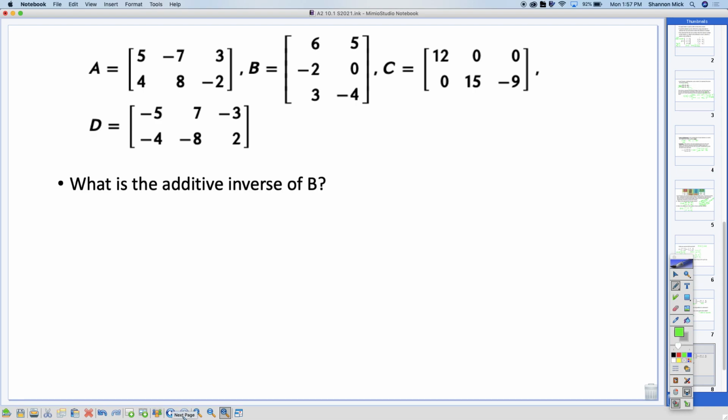What is the additive inverse of B? Negative 6, negative 5. I like to go down because then I stay in a row. These should be all rowed and columned up. Negative 6, negative 3, 2, negative 3, negative 5, 0, negative 0, 4. You write your negative on the 0.